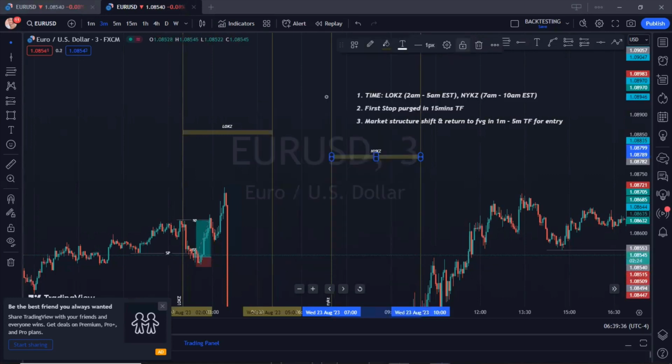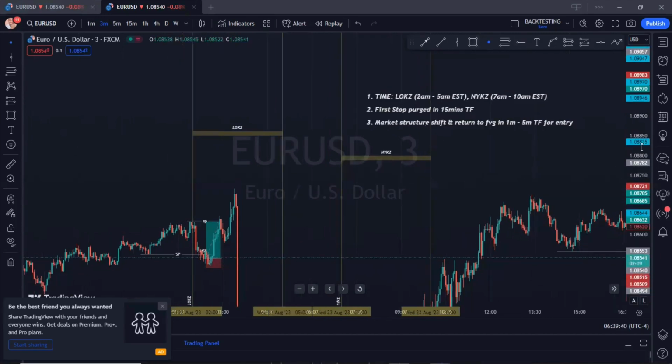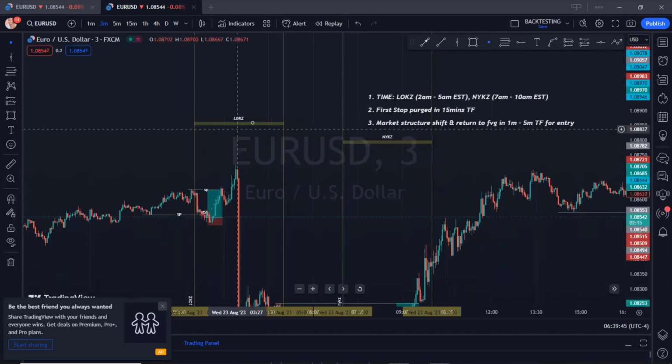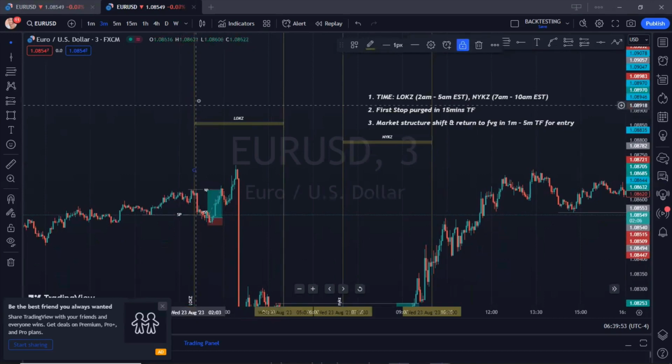So now you know these are the two basic ICT Kill Zones, where we have high volatility in currency pairs. So these are the zones you'll be looking out for this time. Time is a factor. You'll only be looking out for the setup in these Kill Zones, that is these time intervals.